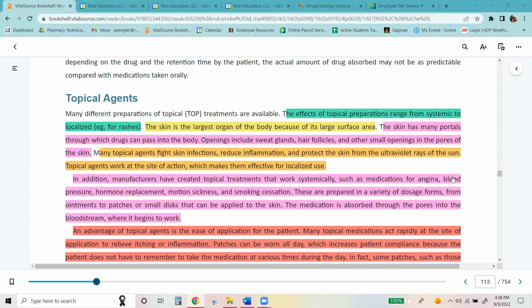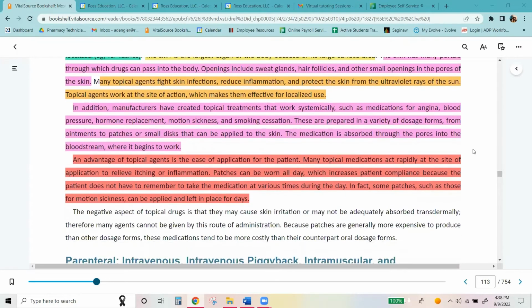Topical agents work at the site of action, which makes them effective for localized use. In addition, manufacturers have created topical treatments that work systemically, such as medications for angina, blood pressure, hormone replacement, motion sickness, smoking cessation. These are prepared in a variety of dosage forms, from ointments to patches or small discs that can be applied to the skin. The medication is absorbed through the pores into the bloodstream where it begins to work.